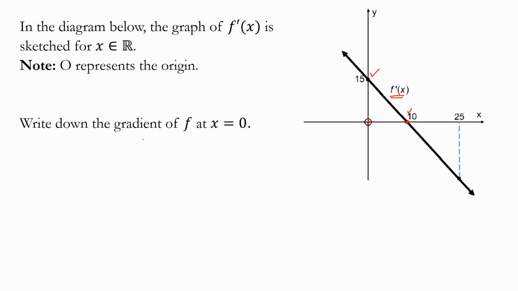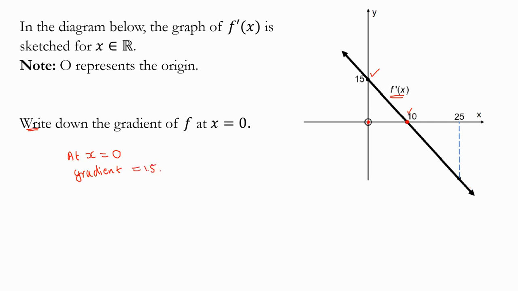So write down the gradient of f at x equal to 0. This instruction is guiding us that you just have to read from the given graph. We don't need to do anything else. It means the gradient at x equal to 0 is equal to 15.